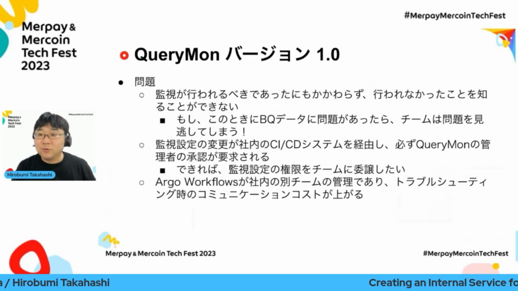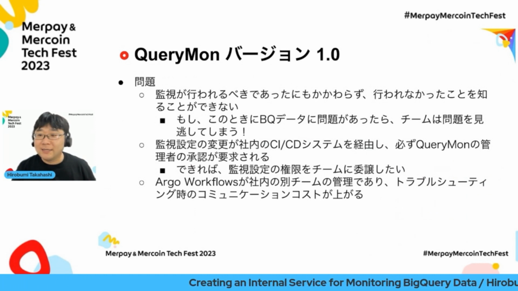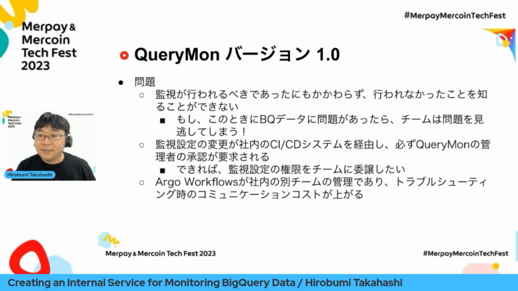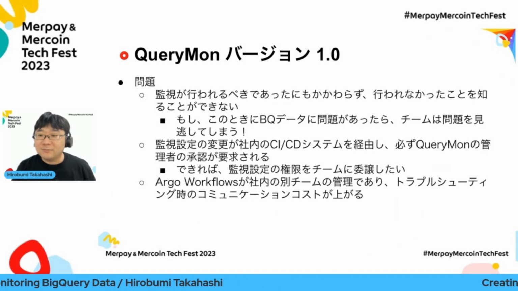First of all, there were times when the monitoring should have been done but was not, and we were not able to notice that. And if there was an issue with the data, the team would overlook that issue, and that would be a risk.